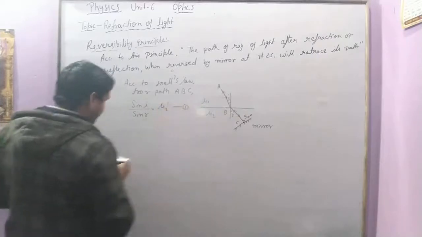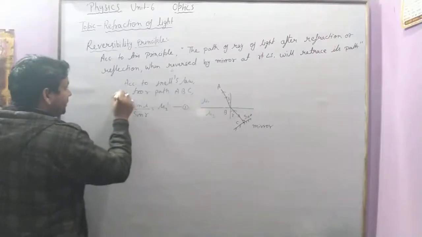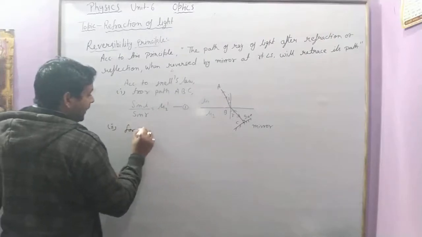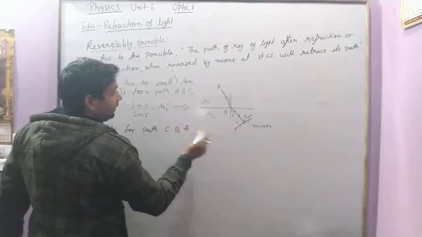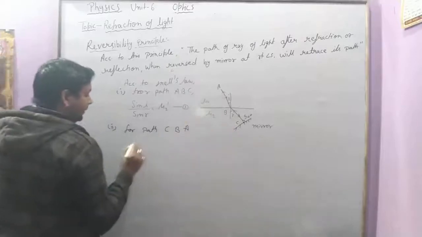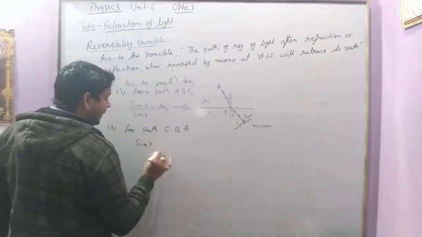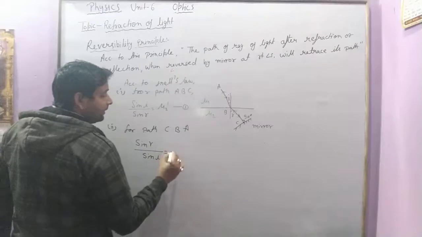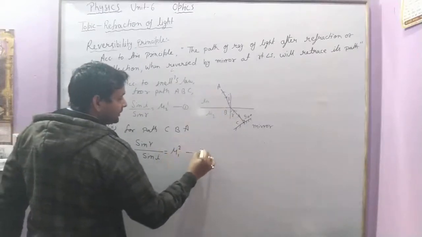This is your equation first. Now the second case is for path C, B, A, when it is retraced or reversed by a mirror. Therefore sine of angle of incidence, which in this case is R, upon sine of angle of refraction, which is I, is the refractive index of the first medium with respect to the second. This is your equation second.